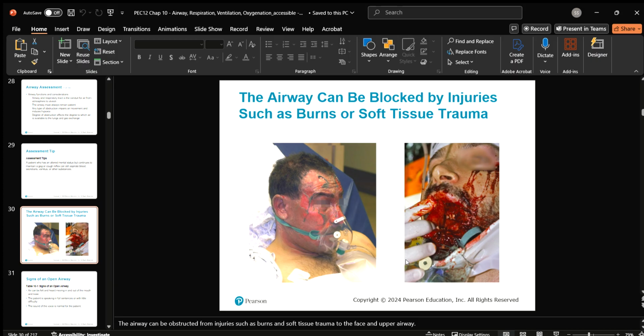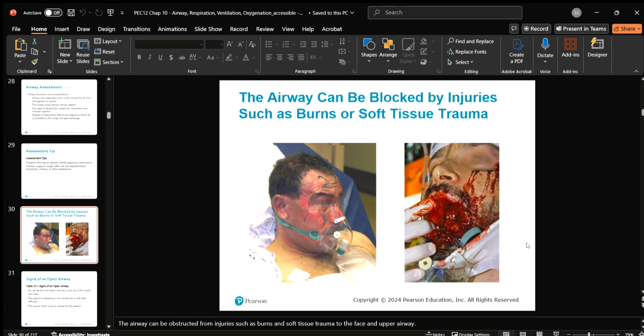So if he's alert and oriented, an OPA is out of the question, but what else can we use? An NPA, okay? We want to try to secure an airway. But an NPA is going to be contraindicated if we have burns around the nose, okay? This is something to take into consideration. What about this guy on the left? We have some severe maxillofacial trauma. What are we going to do for this guy?